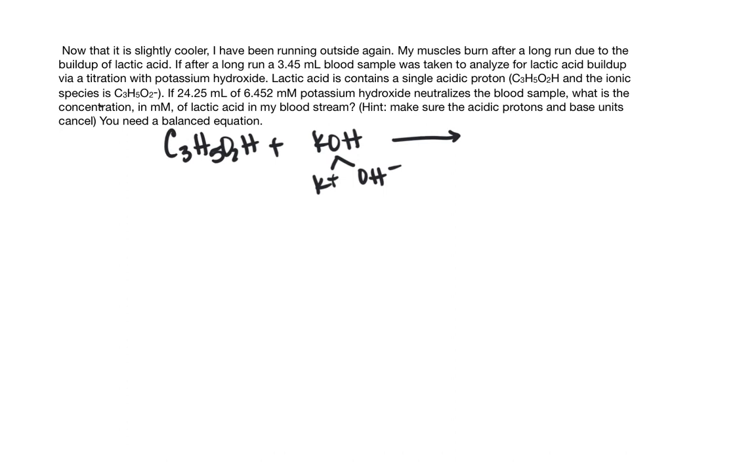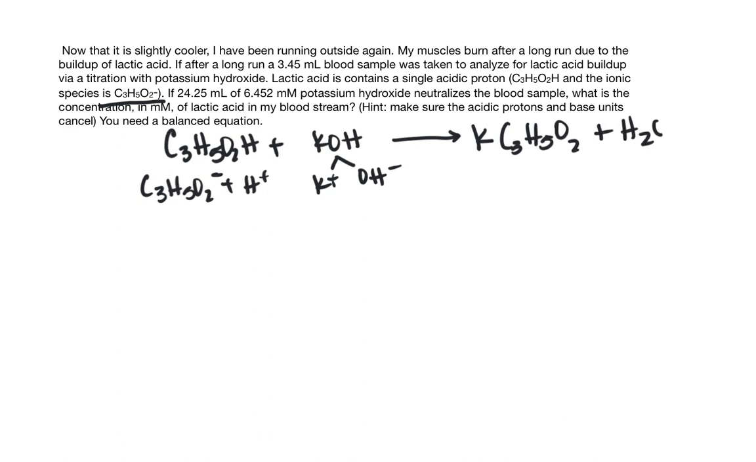And in the equation, it tells you that this is the counterion of C3H5O2 plus H plus. So when we have our swaps, we're going to get potassium C3H5O2 plus H2O. And so this is completely balanced. And we know that this is right because we have a single acid proton and a single base unit. So it's balanced. So now we need to conduct our titration.